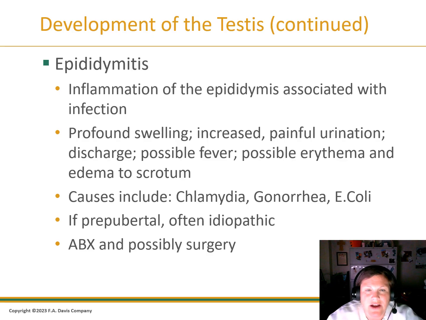We see it often in younger boys, so pre-puberty, and it's what they refer to as idiopathic, which means spontaneous onset. We don't know what leads to it. And then for treatment measures, it would include antibiotics for the specific bacteria that's causing this infection, and then possibly surgery to clear the infection.